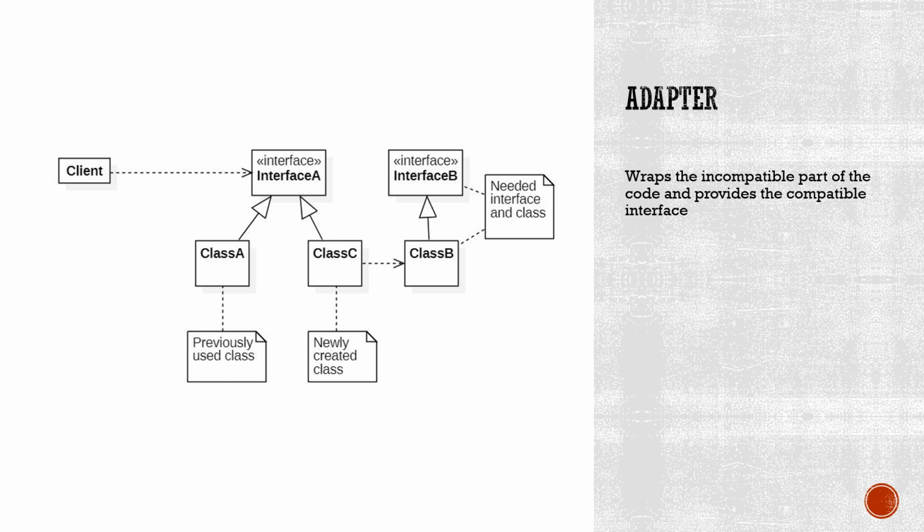So what we have to do is create a new class called class C. It contains the class B. It wraps the class B. The class C implements interface A, and in the runtime, the class C delegates to class B, so that we can have a compatible interface, because the client uses interface A and not interface B. We wrap the class B in the class C.